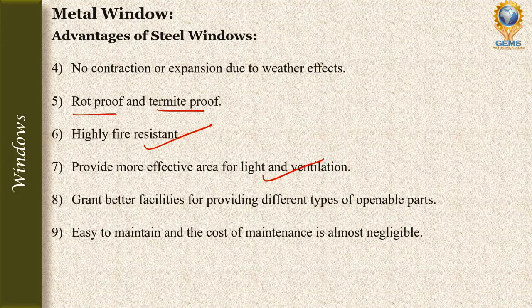The eighth one is, they offer better facilities for providing different types of openable parts. In a metal window, we can provide better facilities for opening areas, and we can give it any shape. And the last point is, it is easy to maintain and the cost of maintenance is negligible. Very little cost is needed for the maintenance of the metal window. So this is the metal window, how we fix it, and what its advantages are.